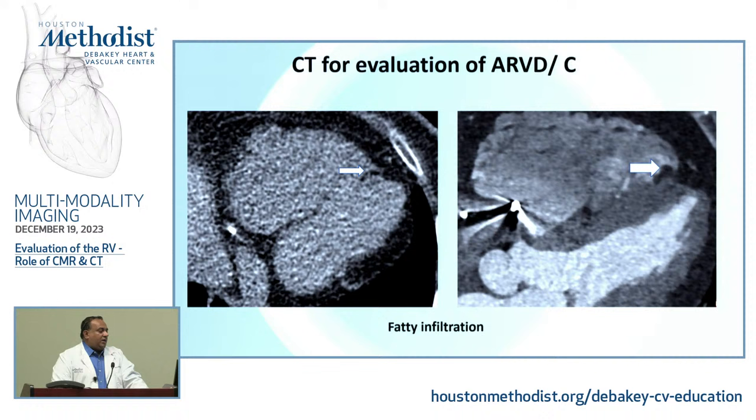Here is a non-contrast scan, the planning scan, and here's the scan after the contrast. These two are not exactly in the same location, but you can see even on the non-contrast scan, you can pick up these areas of fatty infiltration towards the RV apex. And they are showing up here as well on the post-contrast scan. That's how you know, those are some of the things you'd look at from a CT for ARVD.